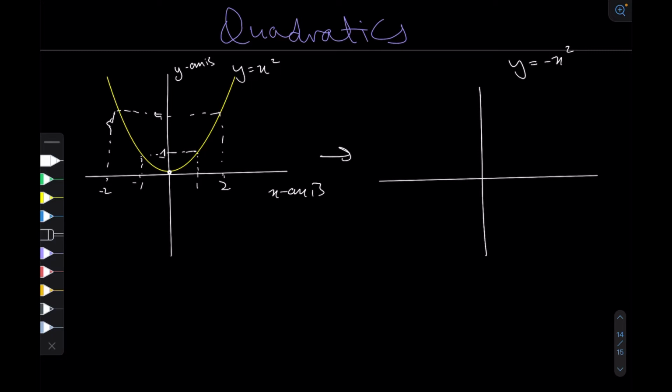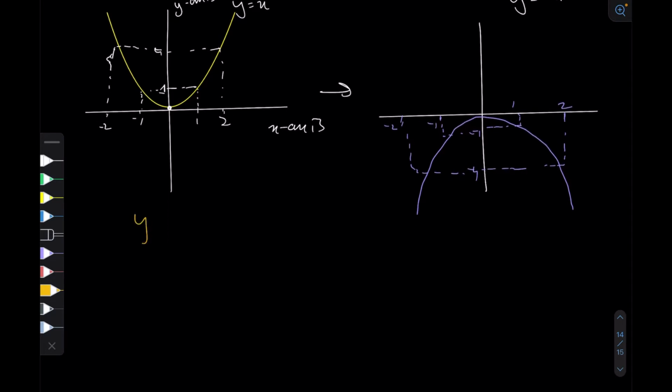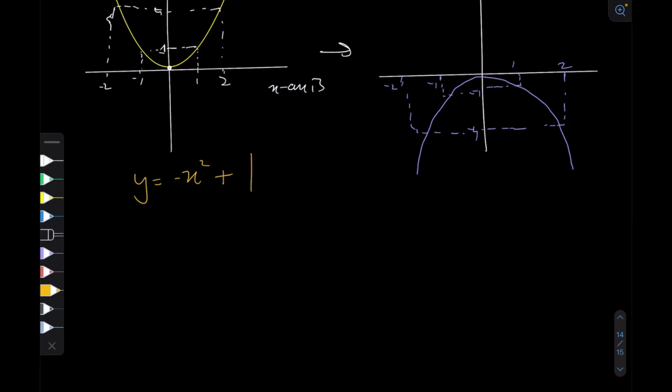And so we notice that the whole curve is simply flipped. So at 1 this is negative 1, at negative 1 this is still negative 1, at 2 this is negative 4, at negative 2 this is negative 4. Alright, so now let's say I add a 1 to it. So negative x squared plus 1.